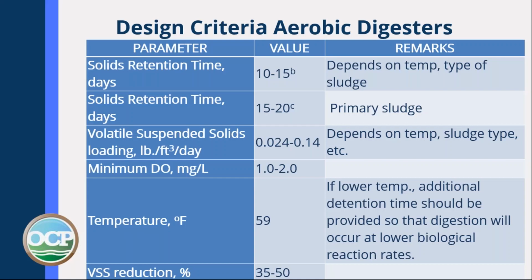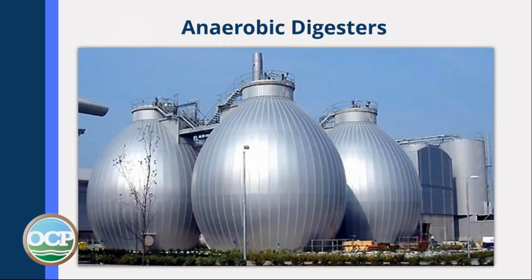This is your design criteria for aerobic digesters. This is in your book. It's there as a reference document for you to use while you're working. Now we'll go to anaerobic digesters.